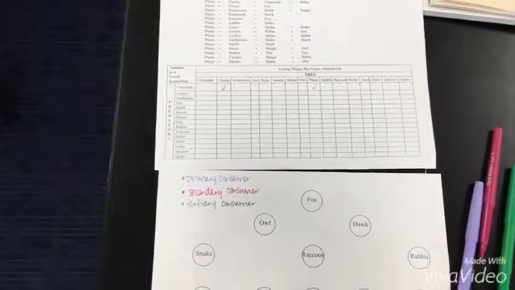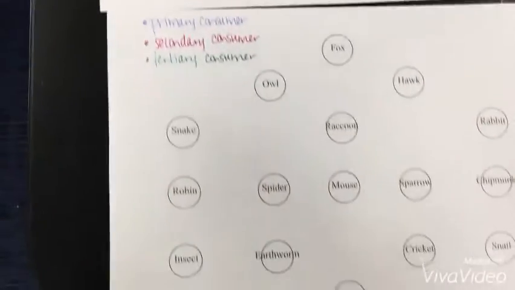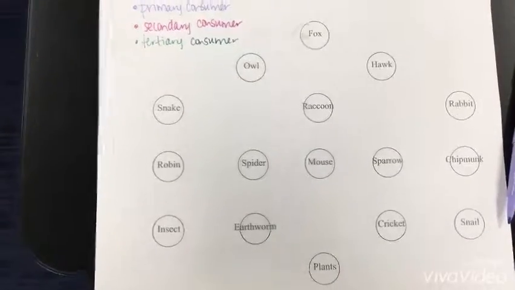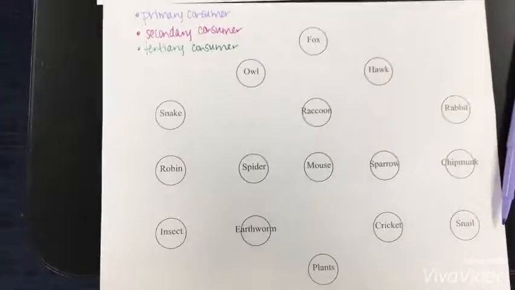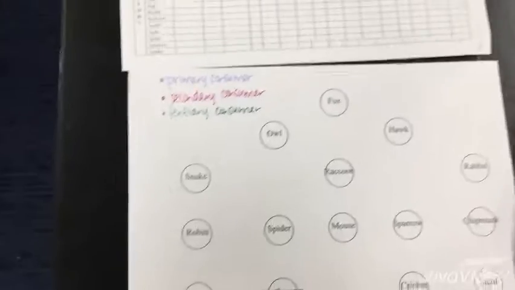For the next page, what you need to do is use your food chains to complete your food web. My suggestion is to unstaple these 2 pages right now so that you can easily see the data that is presented for the food chains. Let's do the first one together.